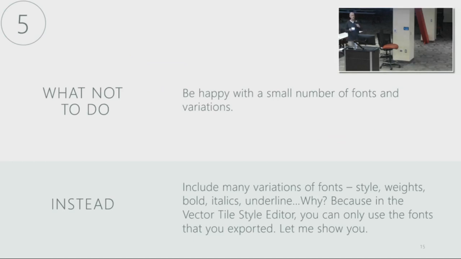Oh, another one. Oh, this is bad. When you publish a vector map to AGOL, it only includes the fonts you used in that map. So to my surprise, the first time I tried to create a vector map, all I had was Arial. That was it. Because our first basemap, that's all it had. So I just said, hey, Arial's fine.